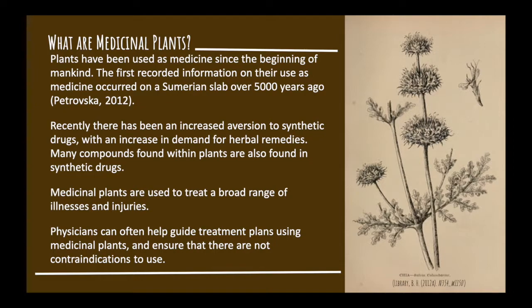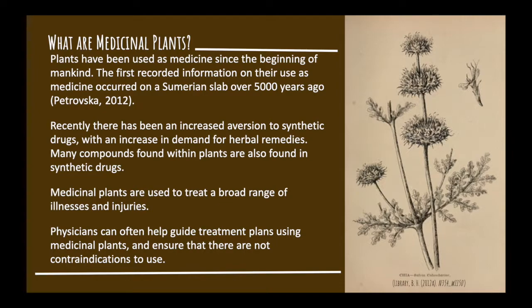First, let's review what medicinal plants are. Plants have been used as a source of medicine since the beginning of humankind to treat a broad range of illnesses and injuries, and many compounds, originally found occurring within plants, are now used in synthetic drugs. The oldest recorded information on the medicinal uses of plants was found on a Sumerian slab created over 5,000 years ago. In recent years, an aversion to synthetic drugs has become more common, and there's been a corresponding increase in interest and demand for herbal remedies.